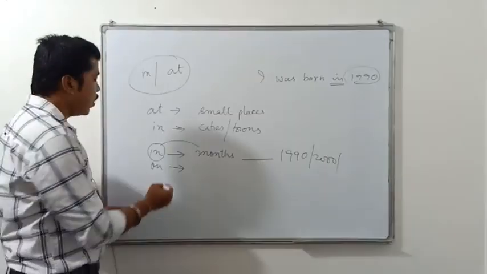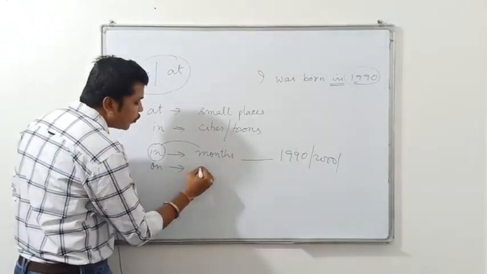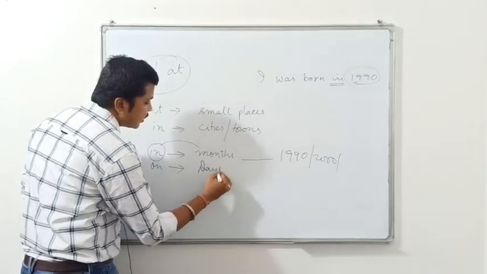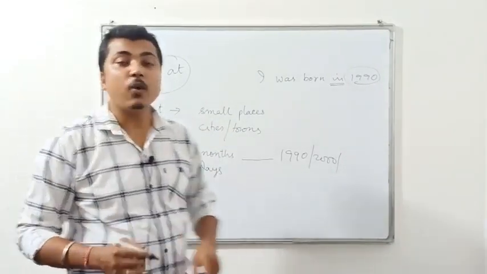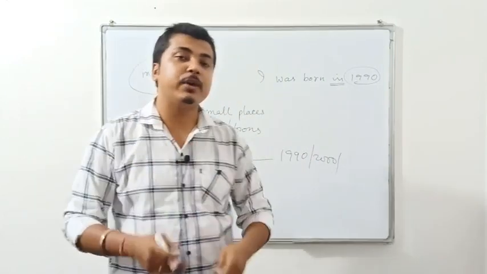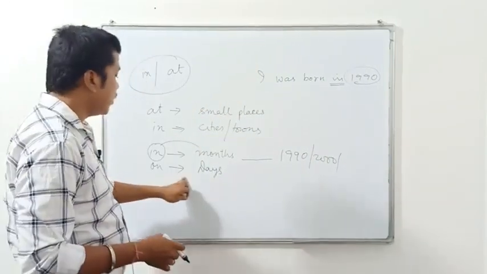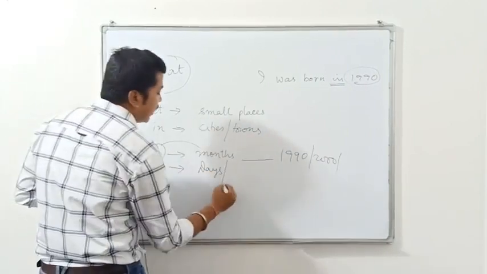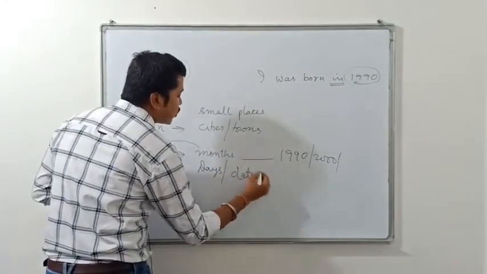Okay. Now on can also be used before names of days. Suppose he will come here on Sunday. Okay, Sunday is the name of a day. Before name of day you are going to use preposition on. Not only in case of day, in case of any mentioned date also.